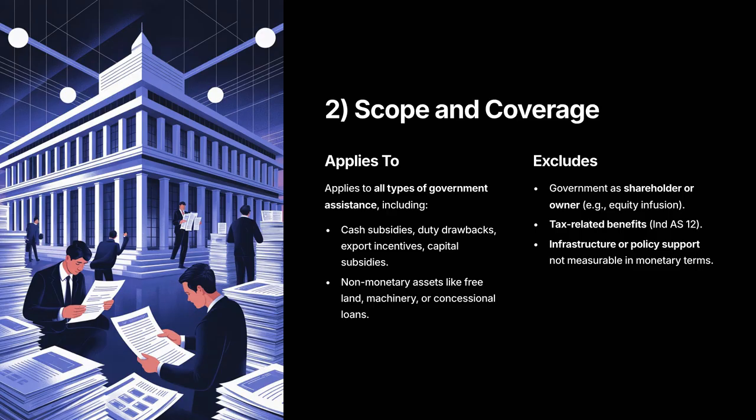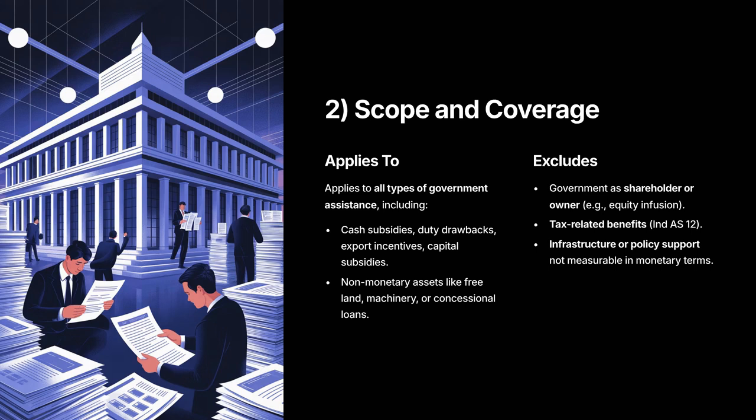Scope and coverage. IND AS 20 applies to almost every type of government assistance you can think of: cash subsidies, export incentives, duty drawbacks, and capital subsidies. It also covers non-monetary assets like free land, machinery, or concessional loans. But a few things are excluded.